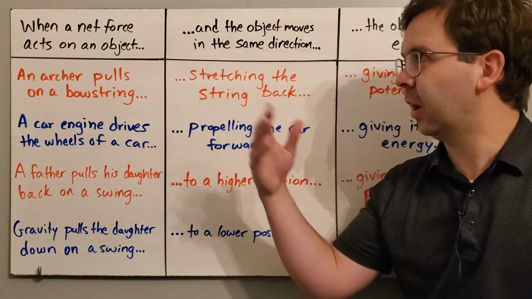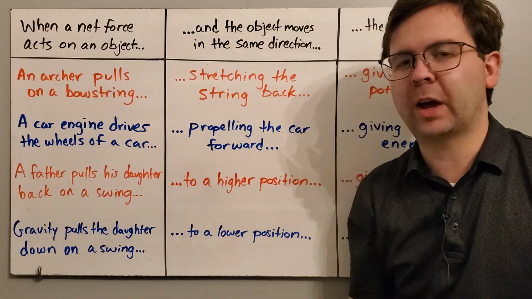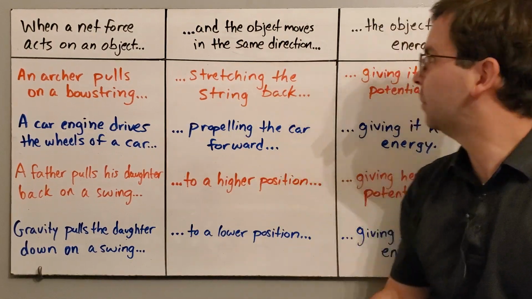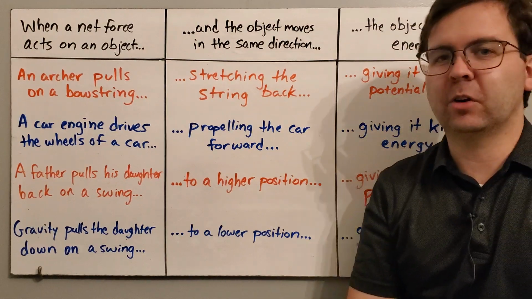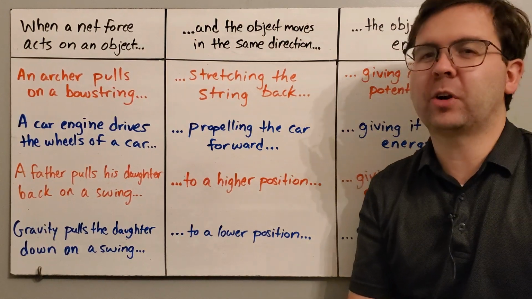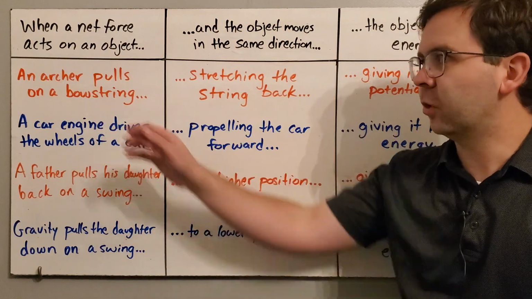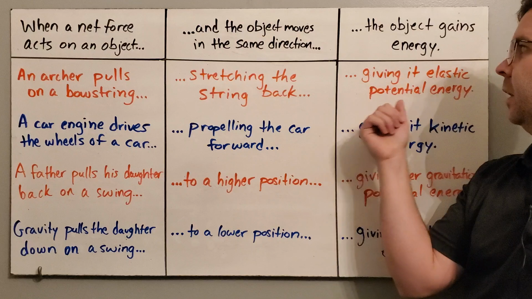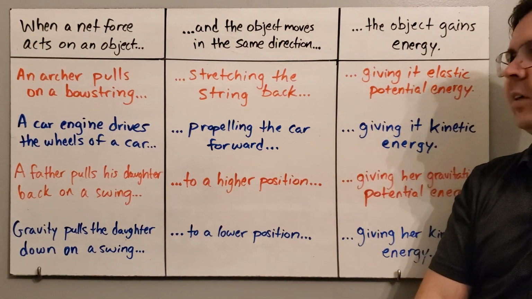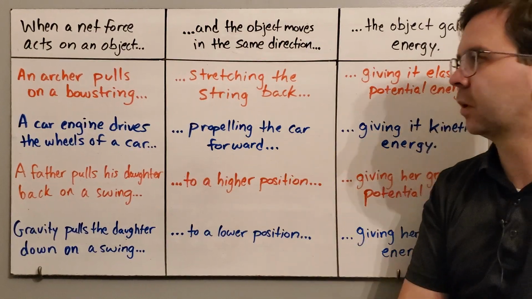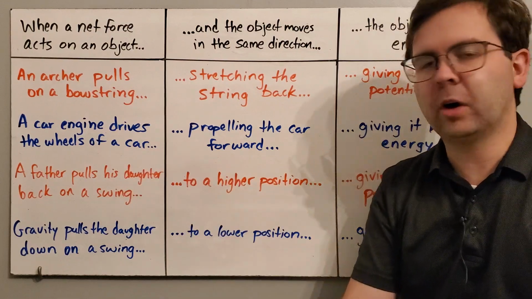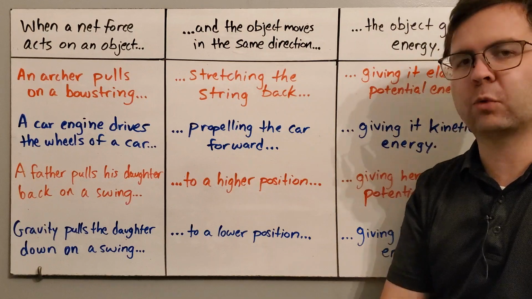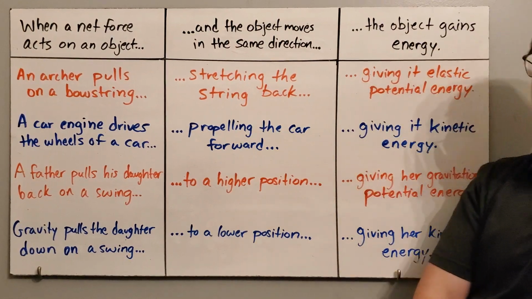So the way that this works out is that when a net force acts on an object and the object moves in the same direction, that object gains energy. So I've got a few examples to try to illustrate this. An archer pulls on a bowstring, stretching the string back, giving the bowstring elastic potential energy. Another example, a car engine drives the wheels of a car, propelling the car forward, giving it kinetic energy.